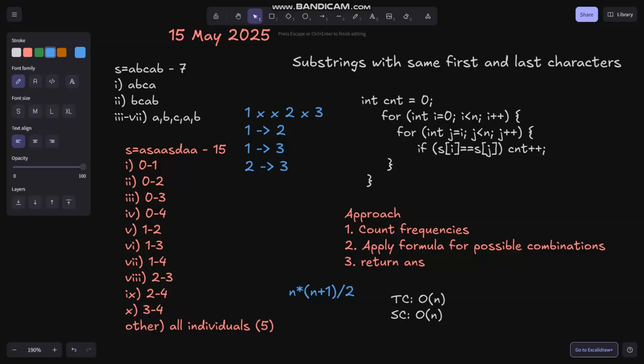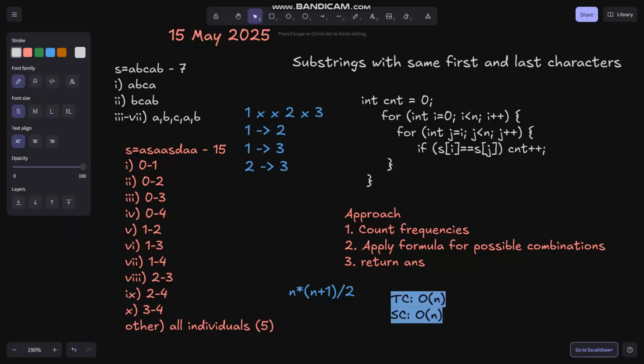So no matter how many characters are in between, the possible number of substrings that can be generated will remain the same, right? That's why based on frequency, here also the frequency is 3. So the possible number would be 3 into 4, that is 12, divided by 2, that is 6. Now you may ask, why are there only 3 here? Because the others are the individual strings 1, 2 and 3. So these 3 plus those 3 becomes 6. So that is the approach we are going to follow.